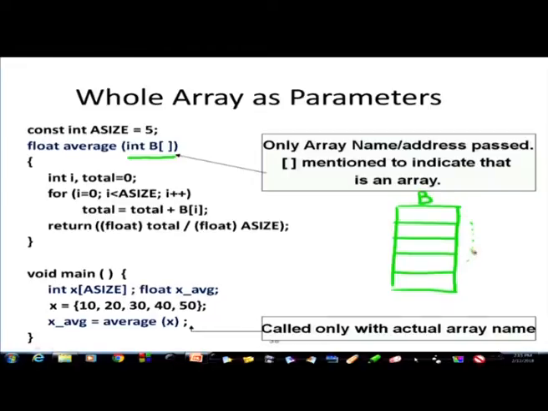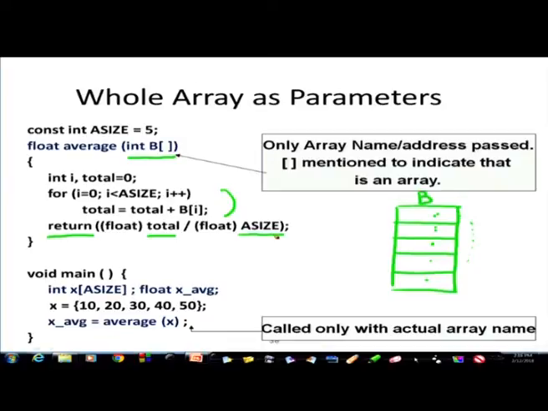Now, all these elements are being added in this loop. So, B[i] will be B[0], B[1], B[2], B[3], B[4], they are being added to total and then I am returning, what am I returning? I am returning total divided by a size. Now, there is a new thing here also, it is better to look into that.